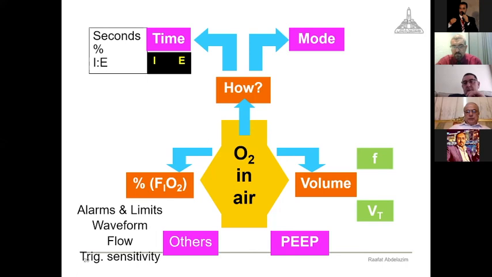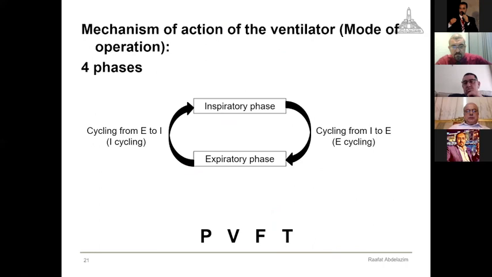Mechanism of action of the ventilator: giving ventilation in four phases. Inspiratory phase and expiratory phase are the main components. In between inspiration and expiration, there should be cycling. Cycling from inspiration to expiration we call expiratory cycling, and the other one is called inspiratory cycling. The whole process depends on four variables. These variables are pressure, volume, flow, and time. For each of these four variables, it will give sufficient volume, or sufficient time, or sufficient flow, or sufficient pressure according to the mode of ventilation that we need.